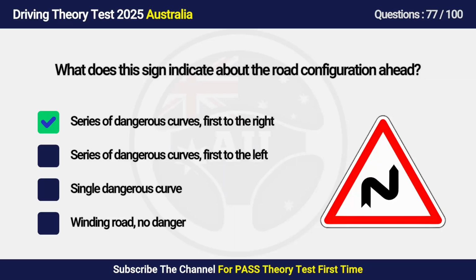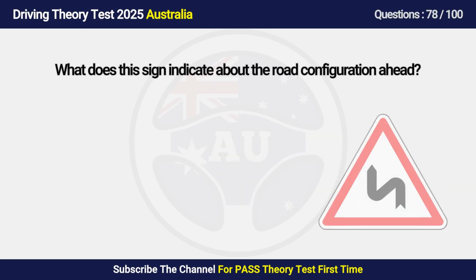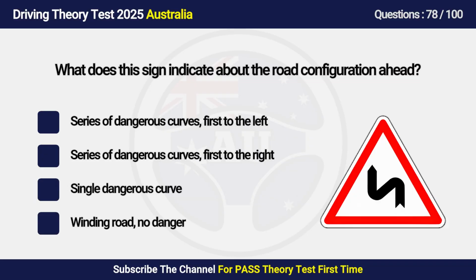Answers is A. Series of dangerous curves first to the right. This warning sign indicates a series of dangerous curves ahead, with the first curve bending to the right. Drivers should significantly reduce speed and prepare for multiple changes in direction. Question 78. What does this sign indicate about the road configuration ahead?